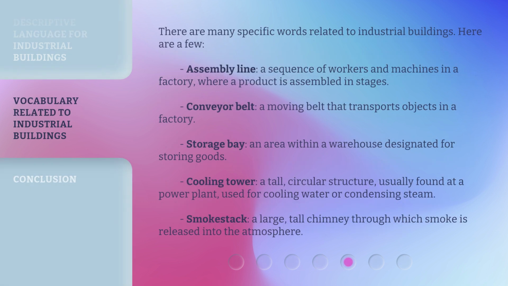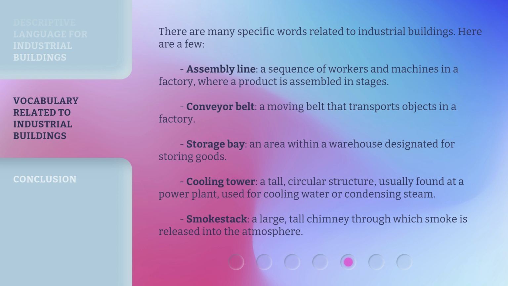There are many specific words related to industrial buildings. Here are a few. Assembly line: a sequence of workers and machines in a factory, where a product is assembled in stages. Conveyor belt: a moving belt that transports objects in a factory. Storage bay: an area within a warehouse designated for storing goods.